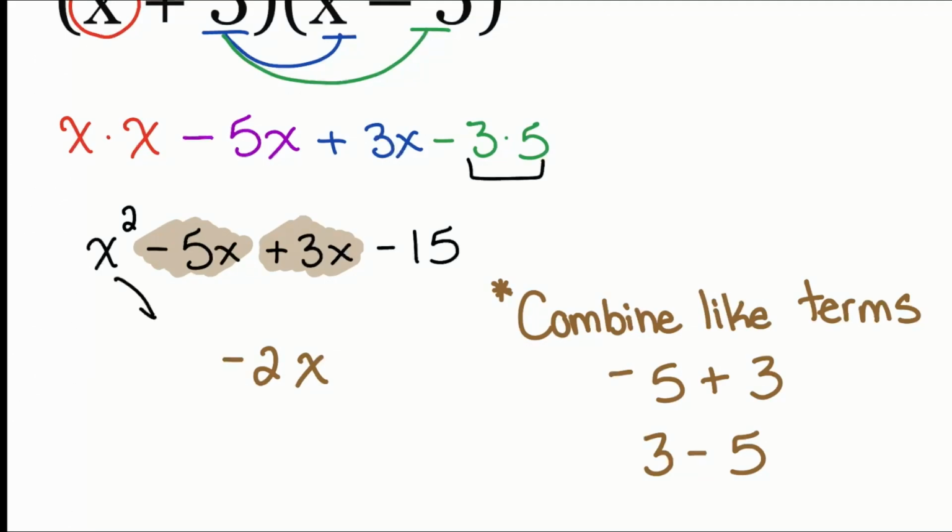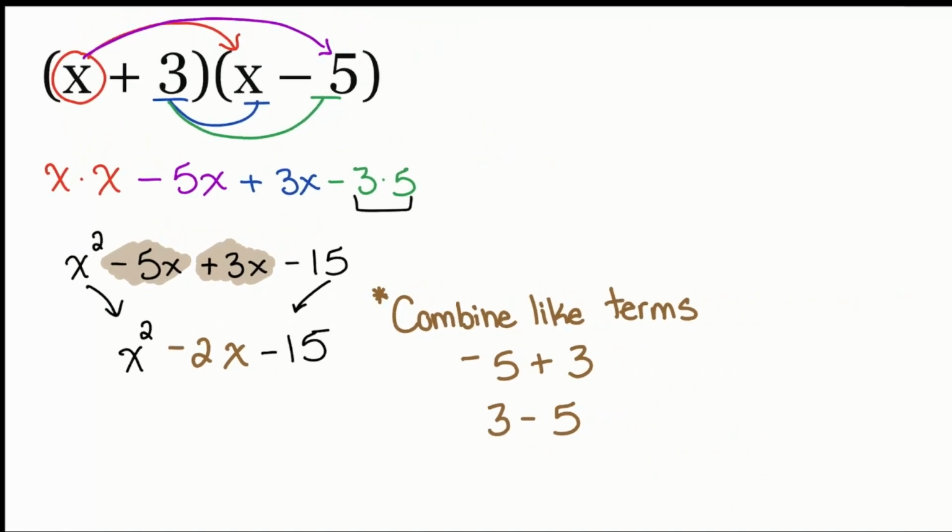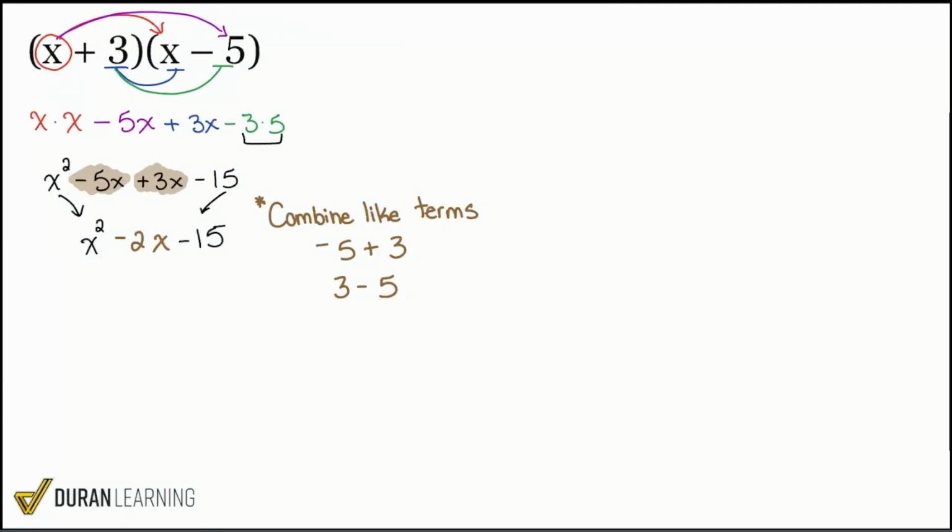Everything else just gets brought down, so you're going to have x squared minus 2x minus 15. And there we go. So the biggest thing about this problem, like a lot of the ones that you're going to see today, is remembering to combine like terms at the end.